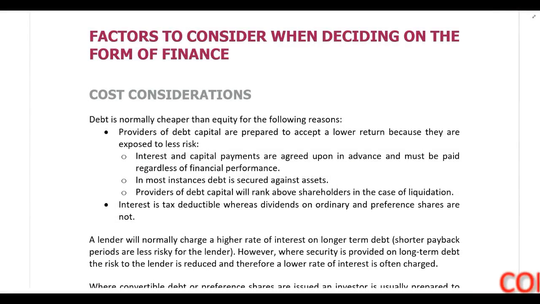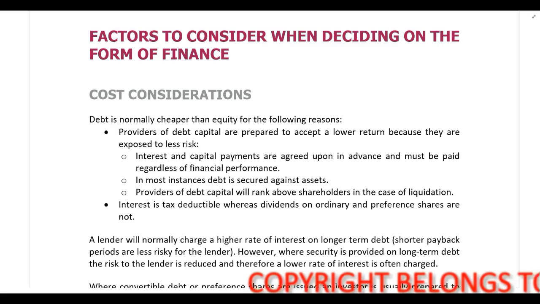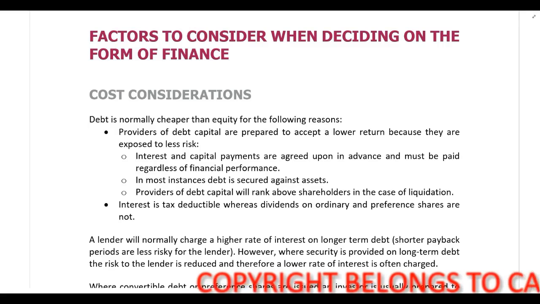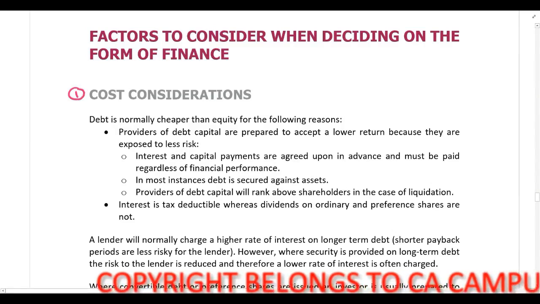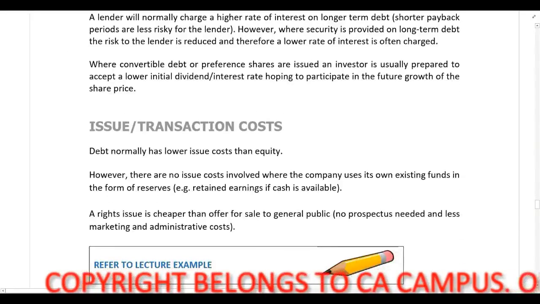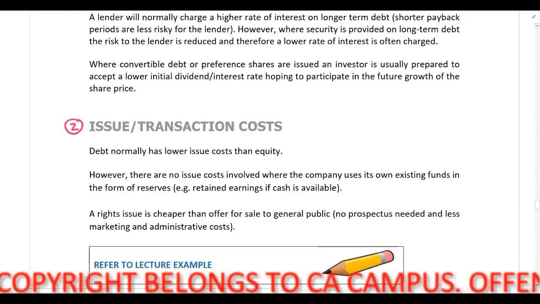Then it's also important that you are able to discuss factors that should be considered when deciding on the form of finance. So this would be a discussion type question. Now what I want you to do, guys, is you are going to study all of the headings that I've provided you with. So the first heading is cost considerations. We then have issue or transaction costs.